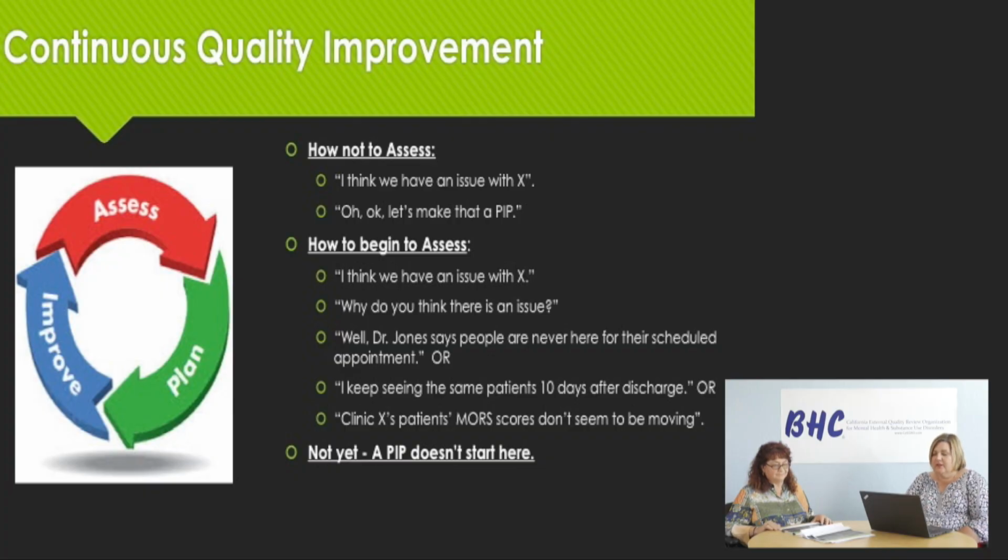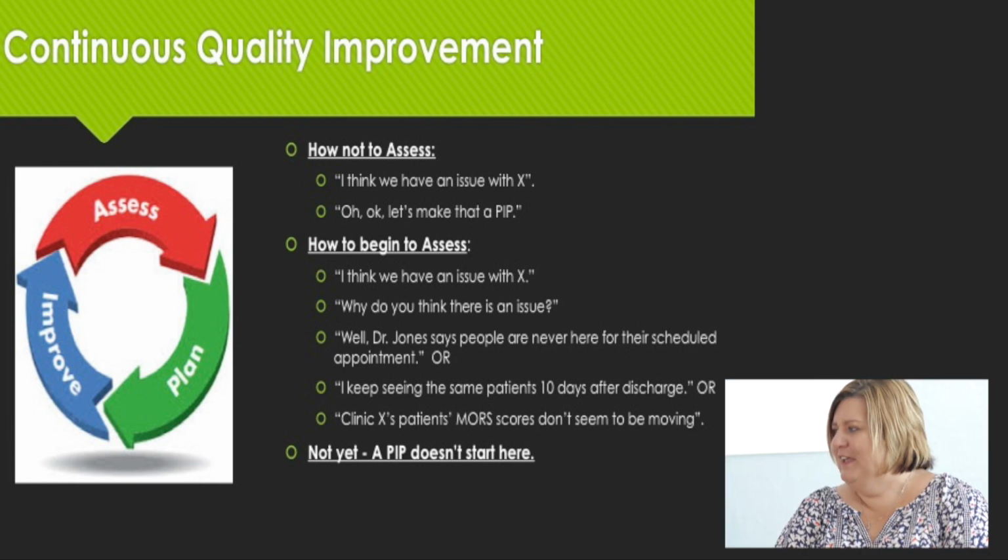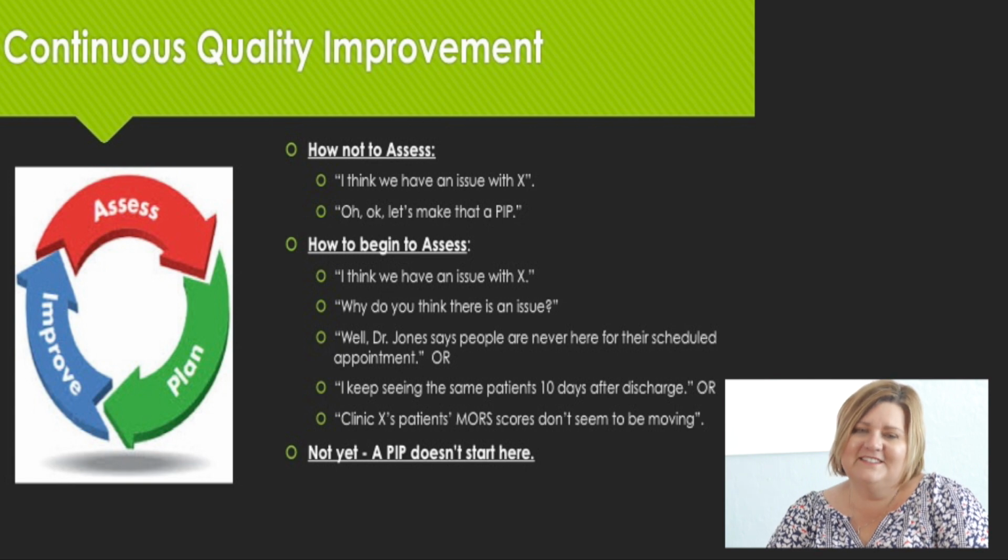All right, so in our scenario, we want to talk about the idea of continuous quality improvement. We want to talk about how it's necessary to assess, plan, and then put together your improvement techniques. So let's talk a little bit about how not to assess something. So you have a meeting and your staff are sitting around and someone raises their hand and says, I think we have an issue. We have an issue with people not showing up for their appointments. And the response to that is, oh, okay, let's make that a PIP. Okay, that's not how to assess something.